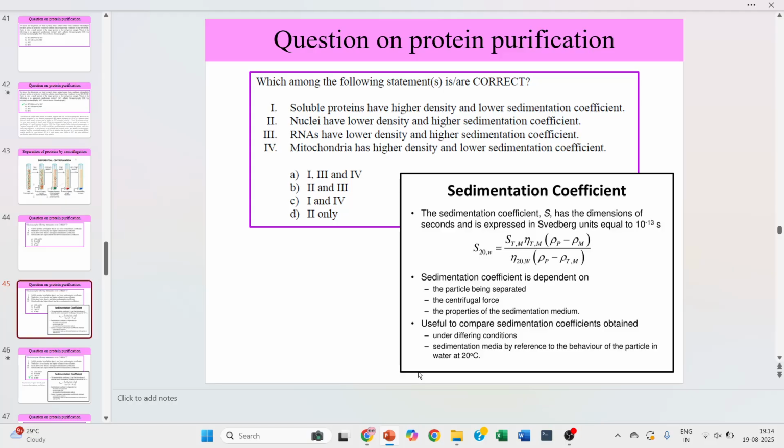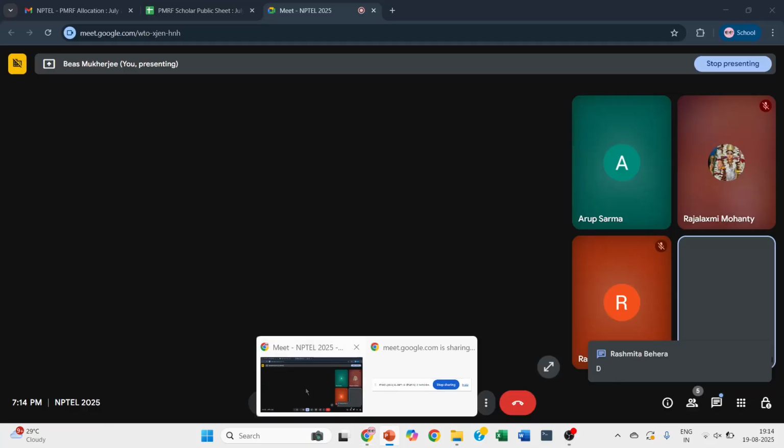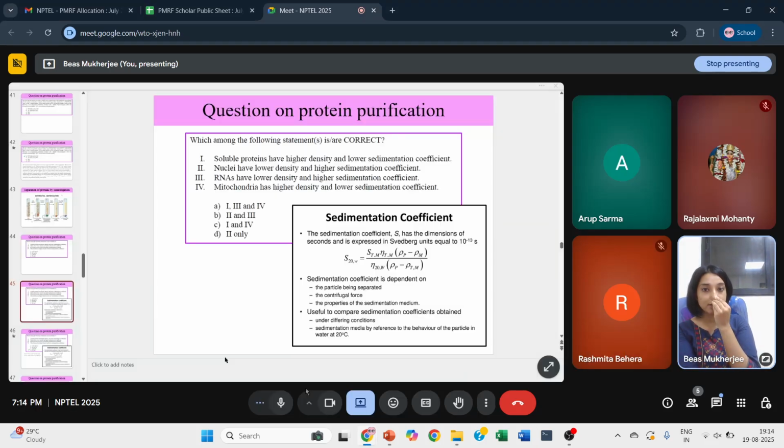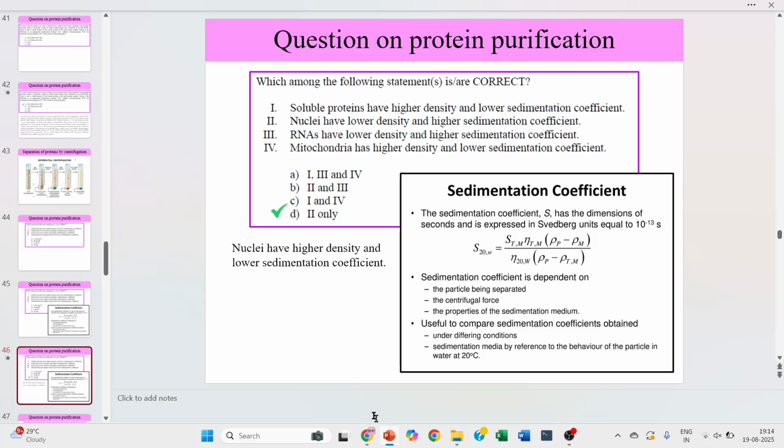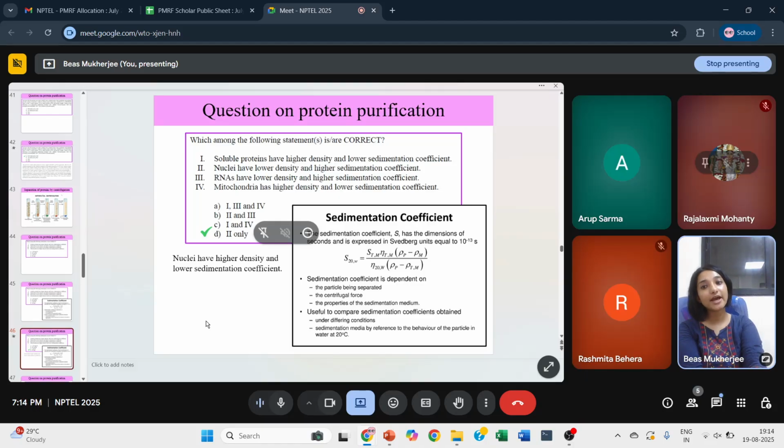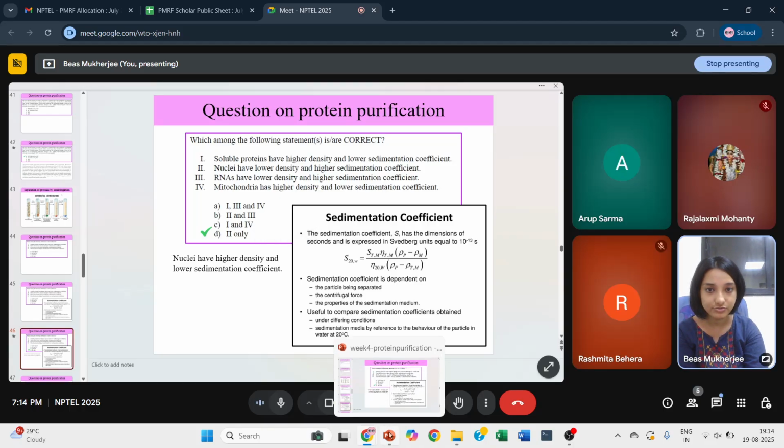See, sedimentation coefficient depends upon a lot of different factors. It depends upon the centrifugal force, the particle that is being separated, and the properties of the media. That is why you need to take all of this into consideration. So yes, D is the right answer. Nuclei have higher density and lower sedimentation coefficient. So all the different terms and their explanations are given and you can refer to these.